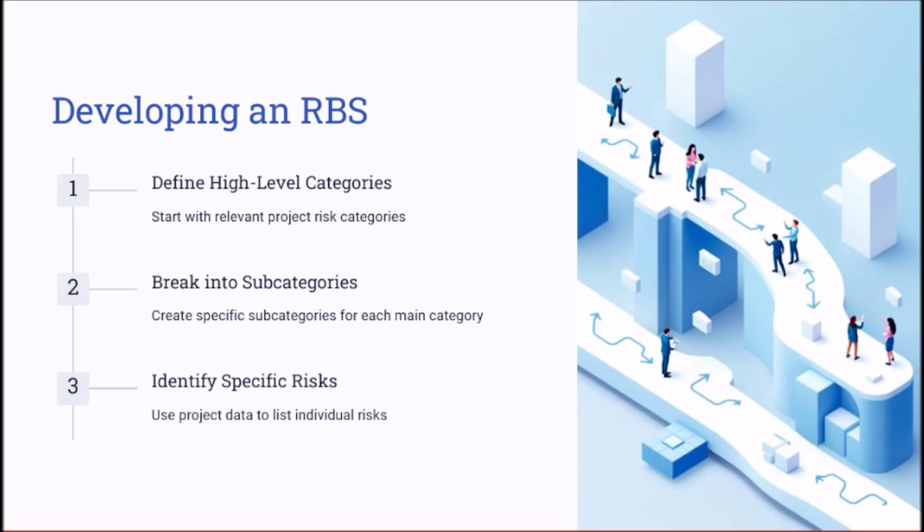Once these categories are defined, you can break them into more specific subcategories. For example, under environmental risks, you might include weather-related delays or regulatory compliance. Finally, use the project documentation, lessons learned from previous projects, and inputs from subject matter experts to identify individual risks under each subcategory. This structured approach ensures that the RBS is comprehensive and tailored to the project's unique needs.